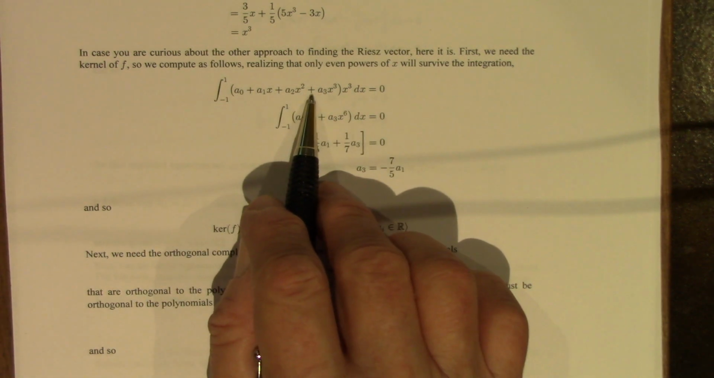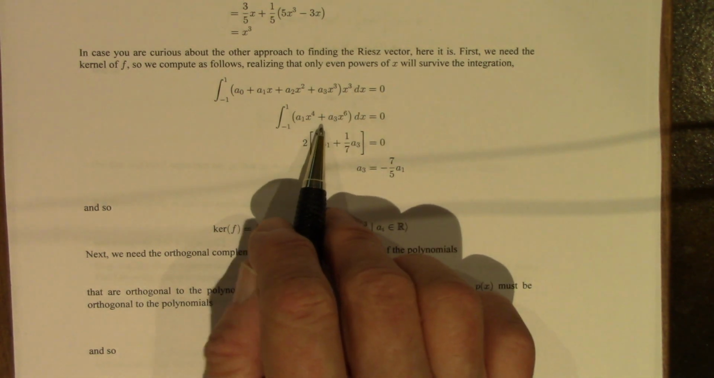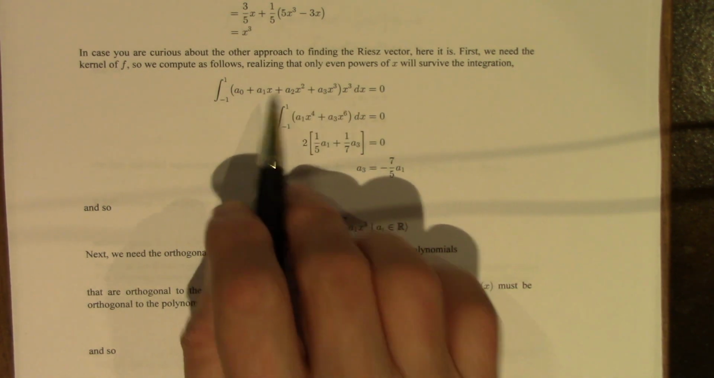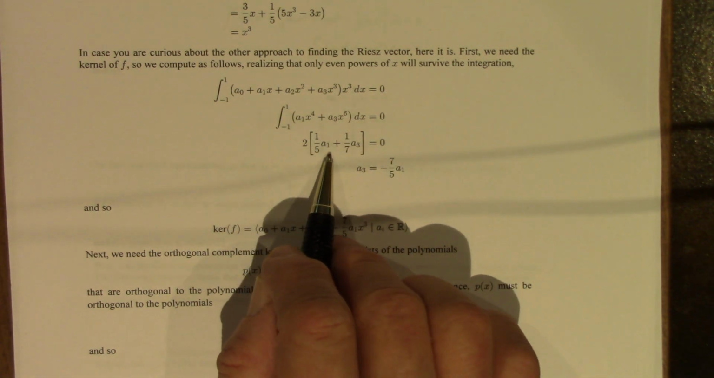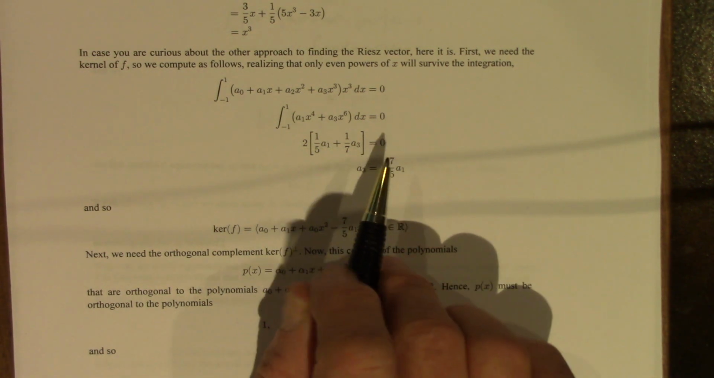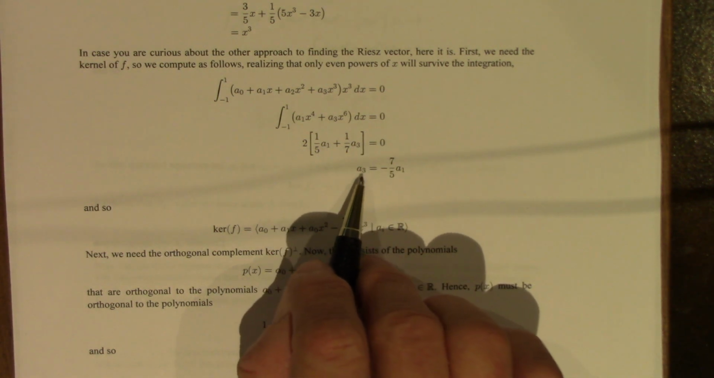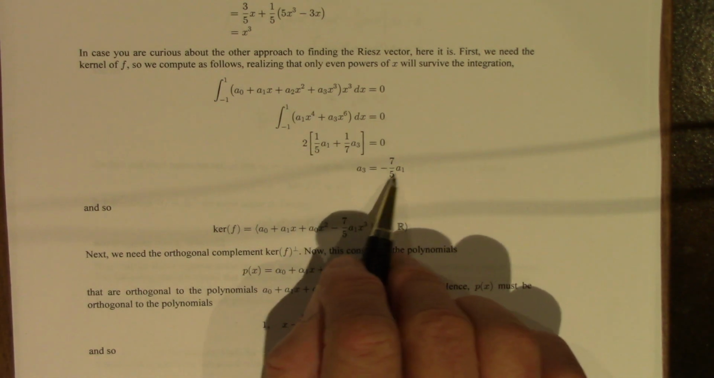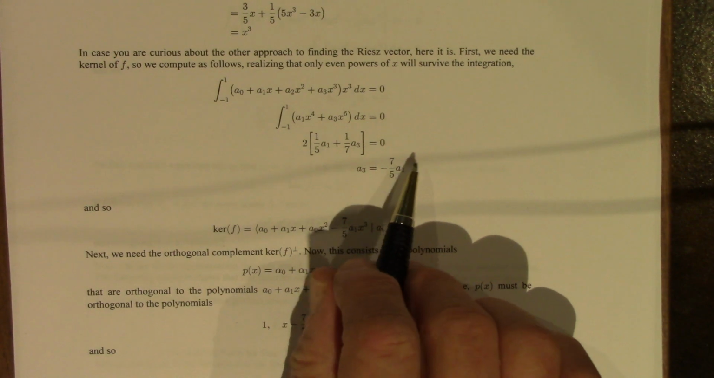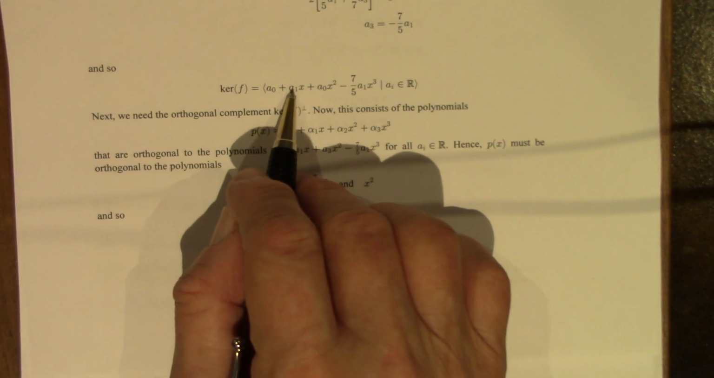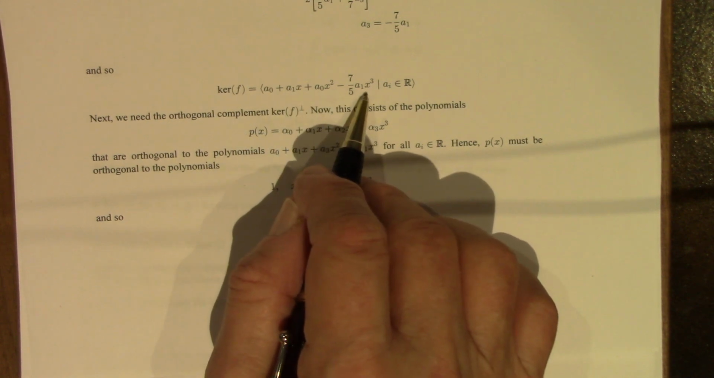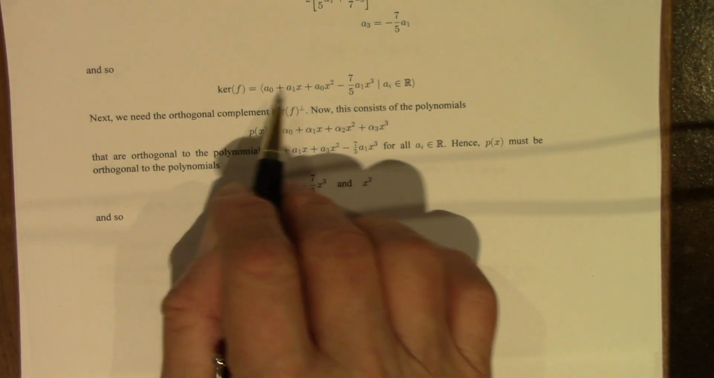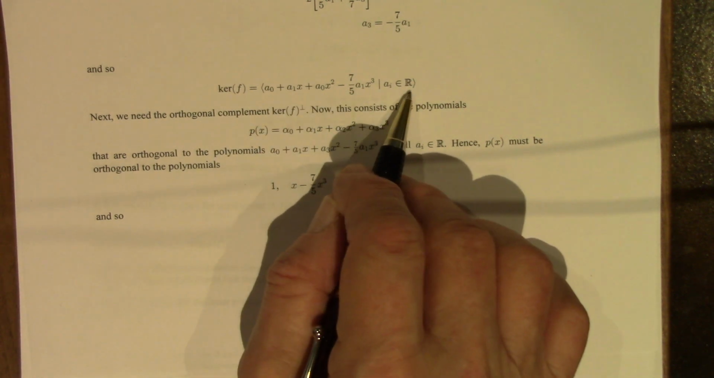So we can reduce an integral like this easily, distribute the x cubed, and keep only the even powers. Then we take the integral, and that's equal to 0. And so we get from this that a3 is a scalar multiple of a1. So the kernel of f consists of the scalar multiples of this polynomial, where the a_i belong to R.